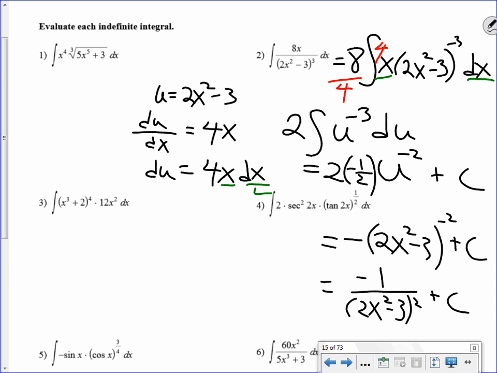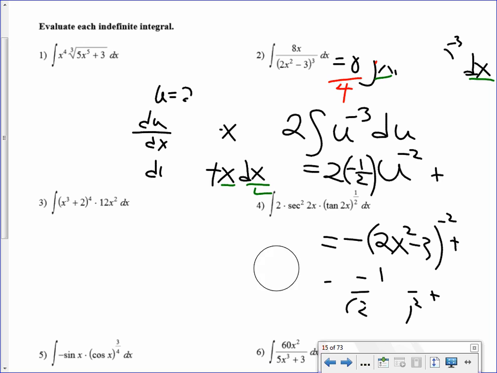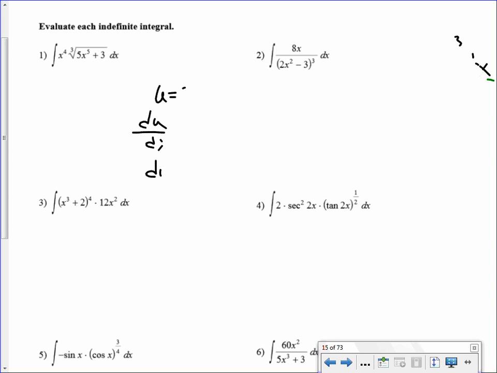I'm going to fit one more in. We can do it. Isn't that cool? Is there one more we could just at least decide on? Pick another one. 4. Oh, because I see signs. I see cans. What do you think for number 4 we should make the u be? Tan 2x.